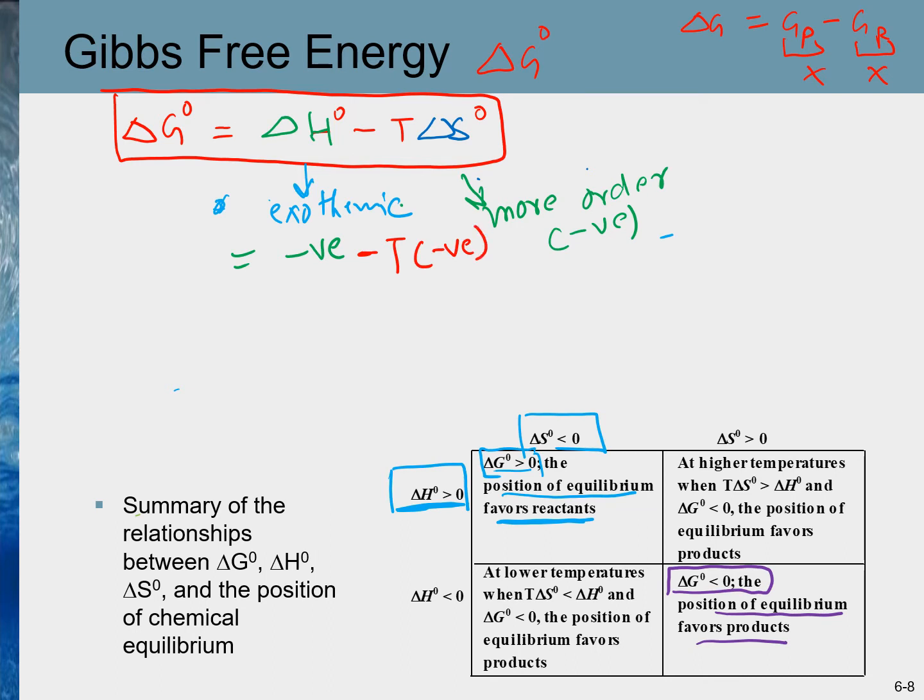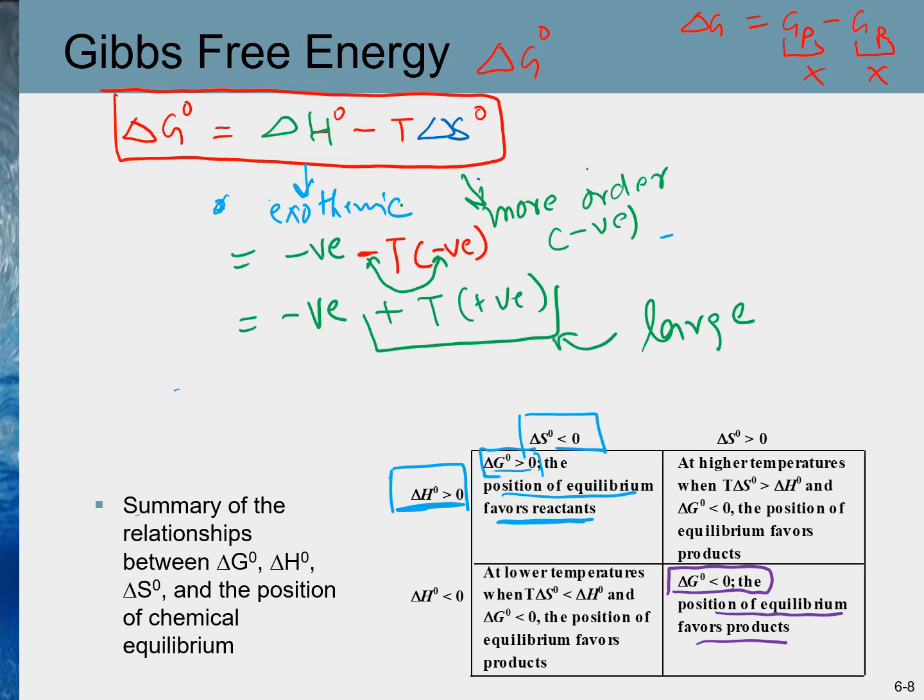So why is it tricky? Because one of the values, delta H, is good for us because we want the overall value to be negative. But look at the other one. This negative times this negative will now be some positive value. So T times some positive value. Now in this case, if this overall value is large, or larger than the delta H value, then delta G will become positive.